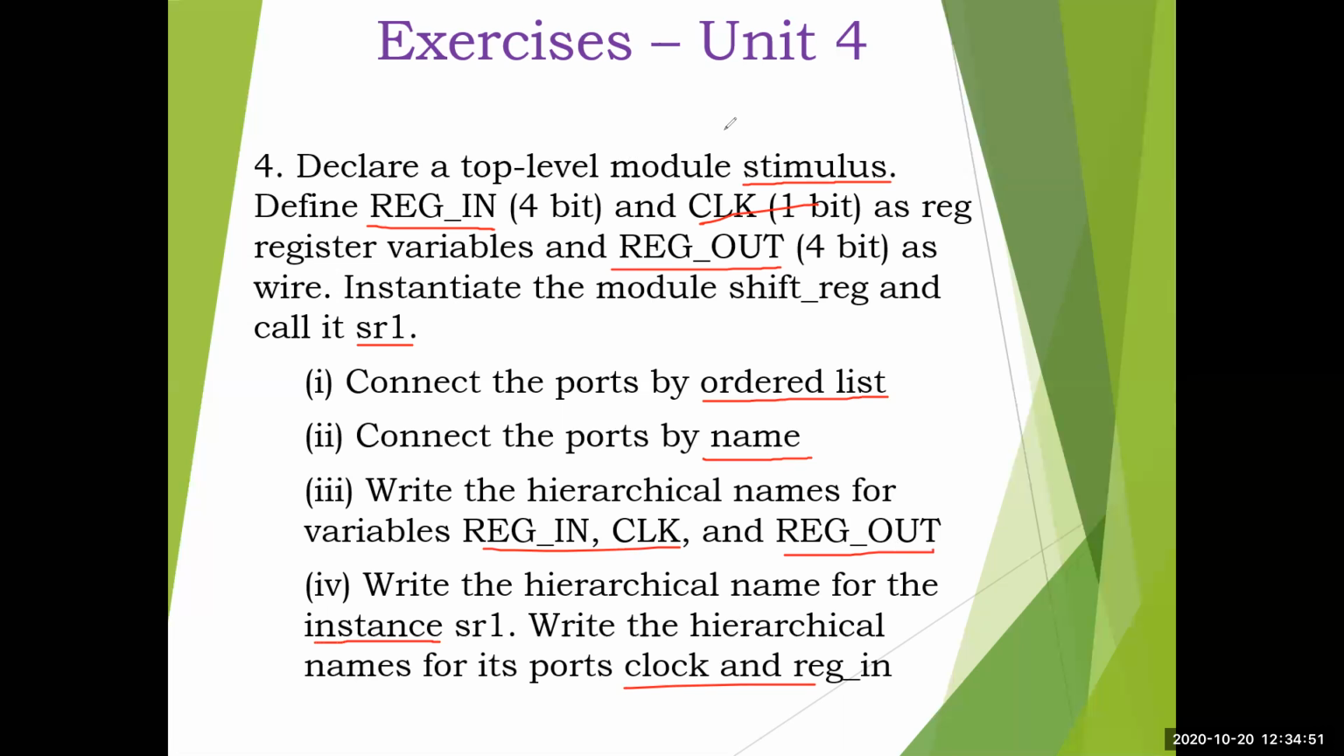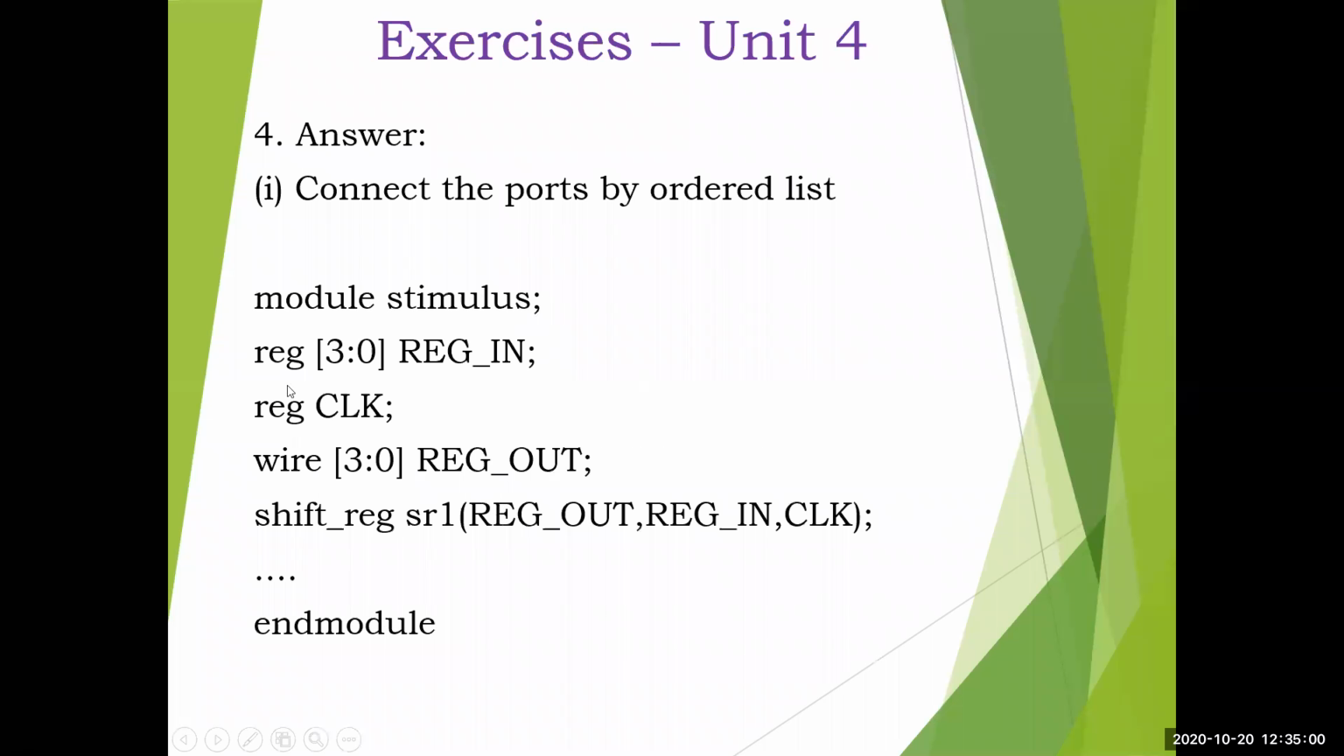Read the question once again. If you have not understood, then start with the first question. Module name is stimulus. They have told register in and clock as register variables. So register in is 4 bit, 3:0, and clock is a register. Then output is wire in the case of the stimulus block, because output should be driven, so it should be a net, not a register.